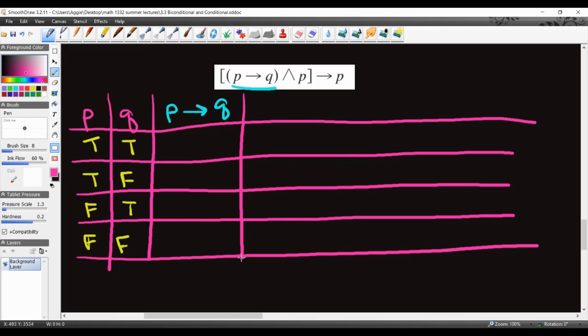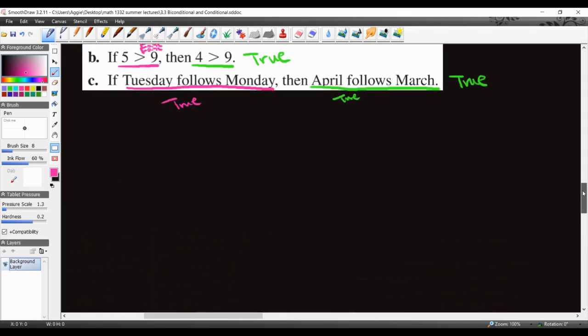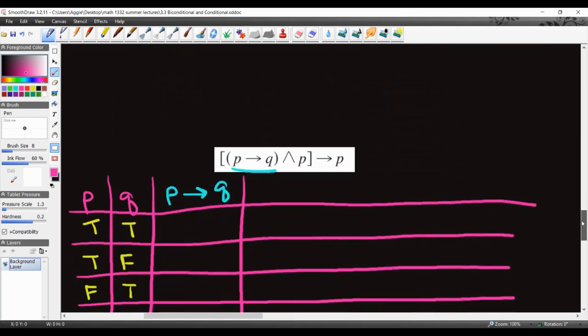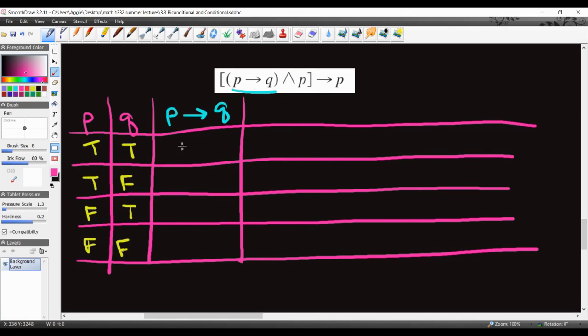For this part, if you don't remember how to do this, you need to refer back to the chart that was up here. This one right here gives you all the possible values for P implies Q with P and Q. And basically, if you remember, this one is true in all cases except where P is true and Q is false. So that happens right here. P is true, Q is false. Everywhere else, it's true.